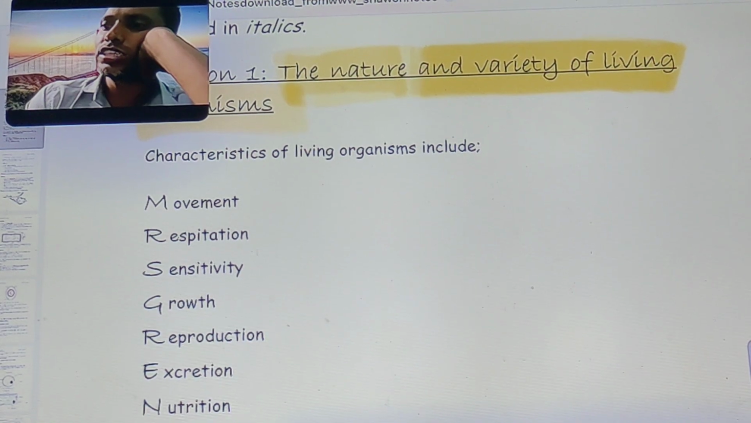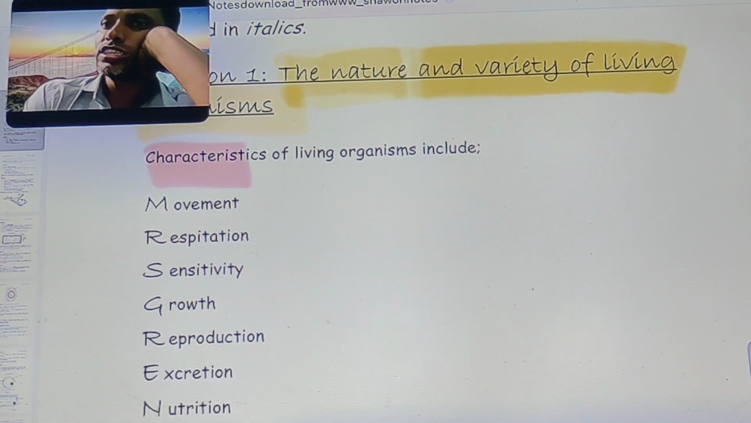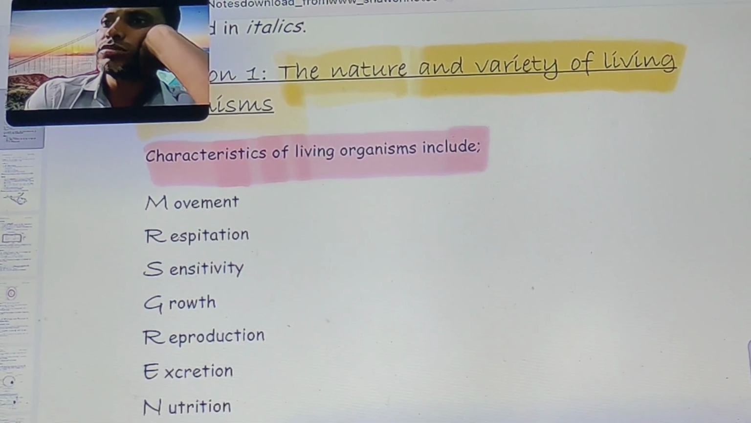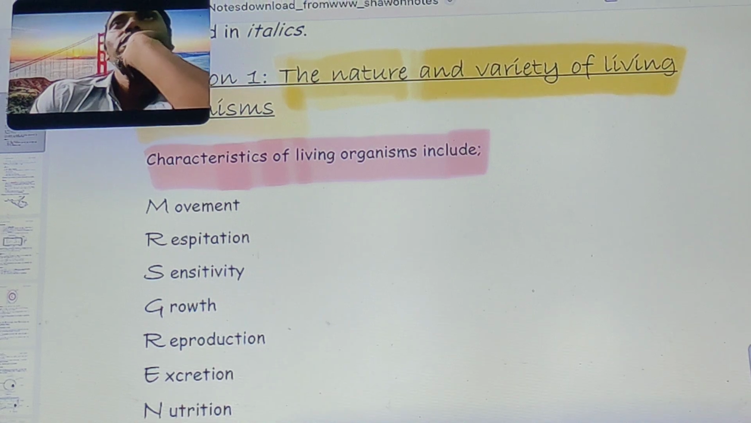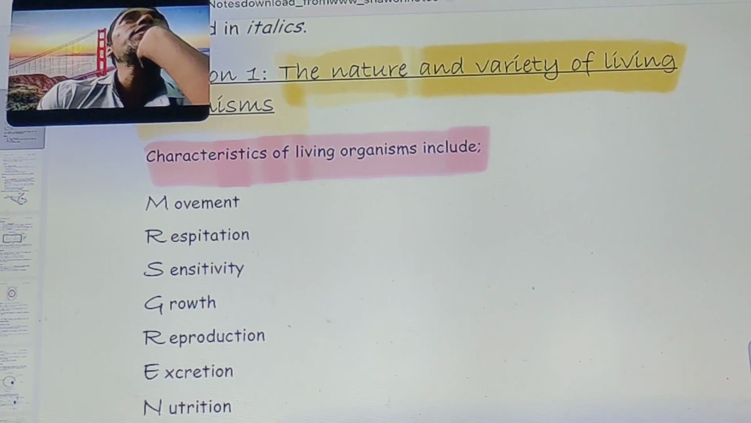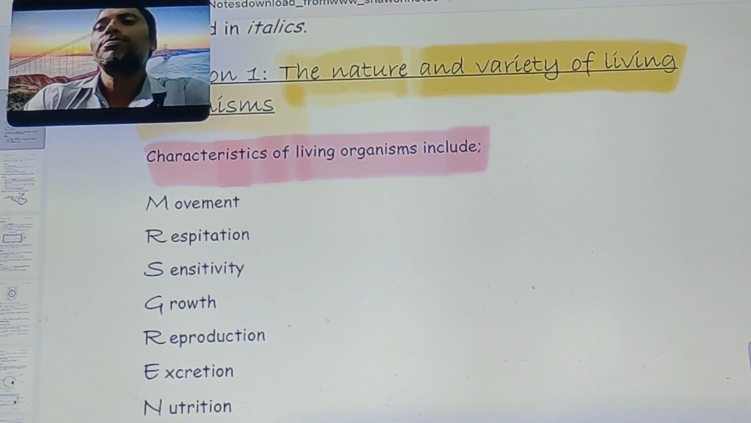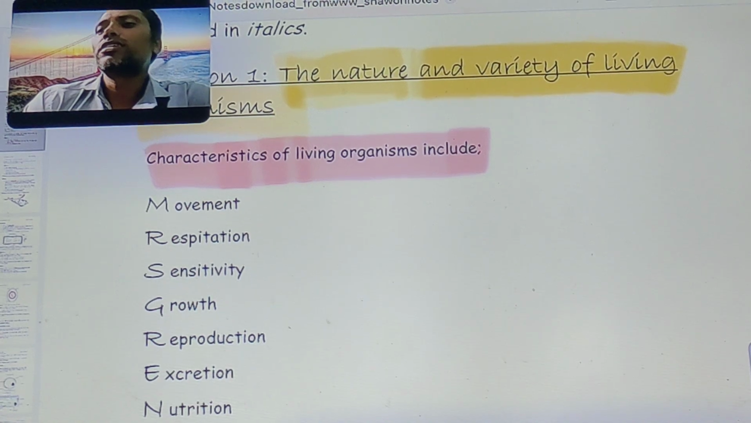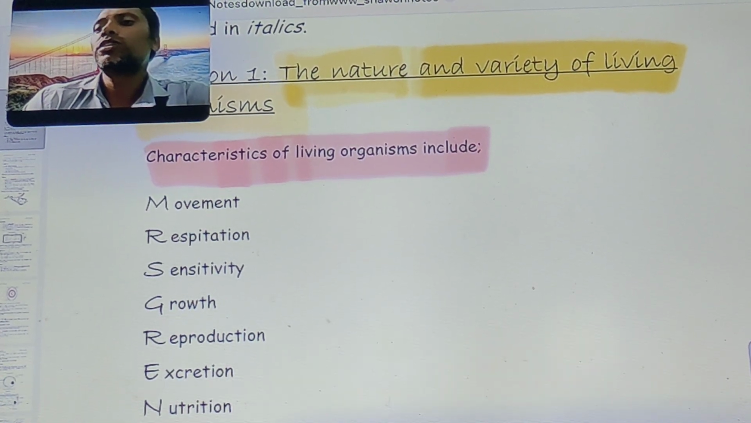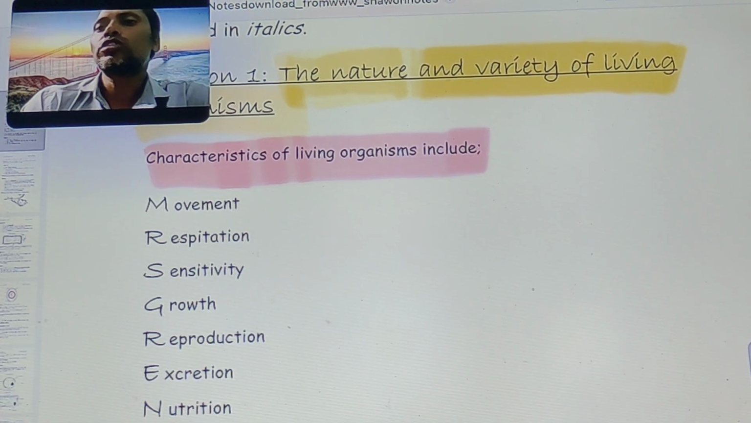What are the characteristics of living organisms? The first is movement. Movement is a main characteristic of living organisms.